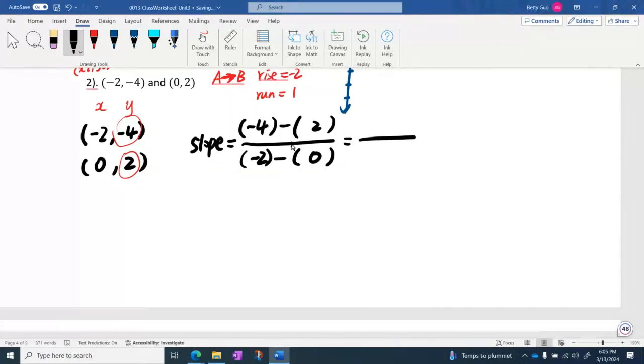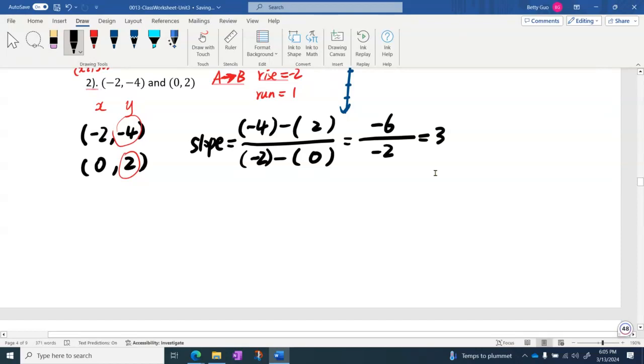Numerator, 94 minus 2, negative 6. Denominator, 92 minus 0, negative 2. When both top and bottom are negative, the negative signs cancel. So we have a positive 3. The slope of the line passing through those 2 points equals positive 3. That's the first method. I think this method is pretty neat.